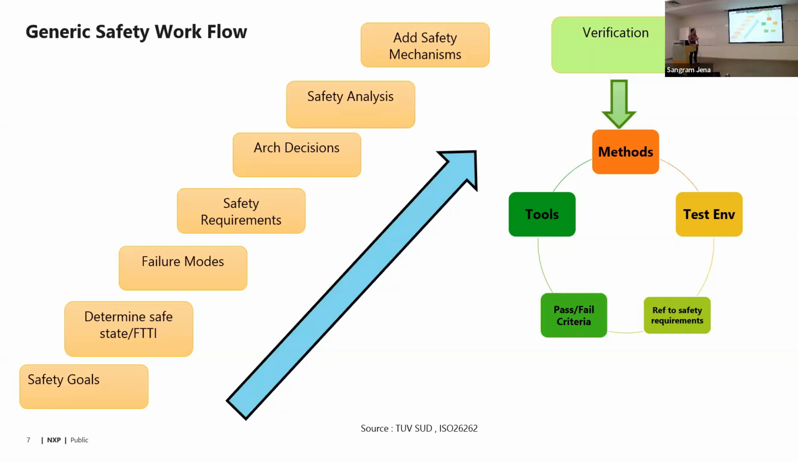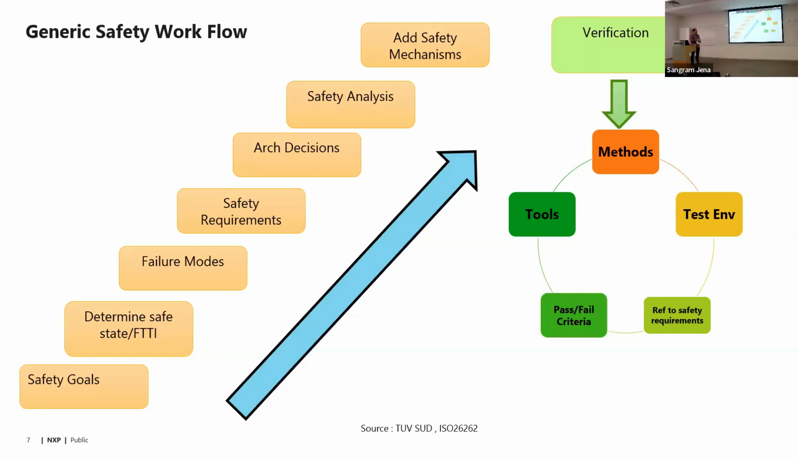Once we have the safety requirements, we can start interacting with the architecture team, reviewing those safety requirements, discussing their relevance at subsystem levels, at system levels, at SOC levels, because it is based on these requirements that architectural decisions are going to be made, and safety mechanisms are going to be in turn added. Once those safety mechanisms are added, that is where our job actually starts.